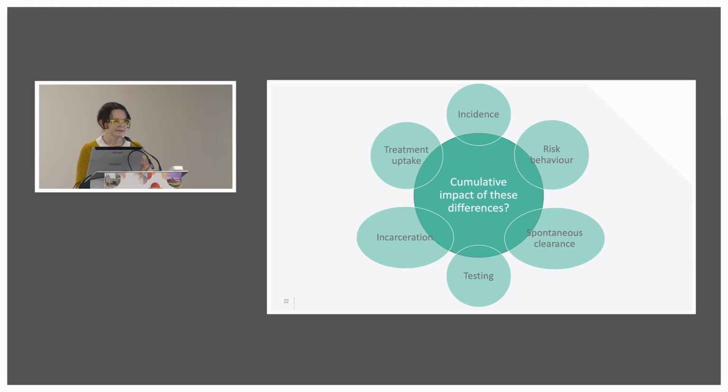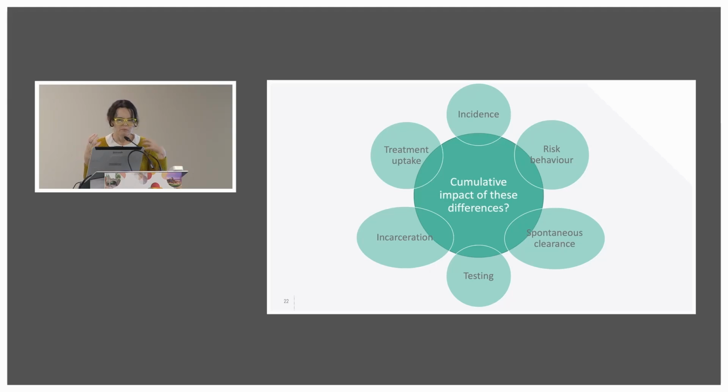So we have these differences in incidence, in exposure through injecting behaviours and incarceration, differences in spontaneous clearance, and in testing and treatment uptake. Sometimes a difference gives an advantage or a better outcome for men, and sometimes it gives an advantage or a better outcome for women. And we don't really know what the cumulative impact of these differences is as someone passes from being at risk to acquiring infection and then needing care.